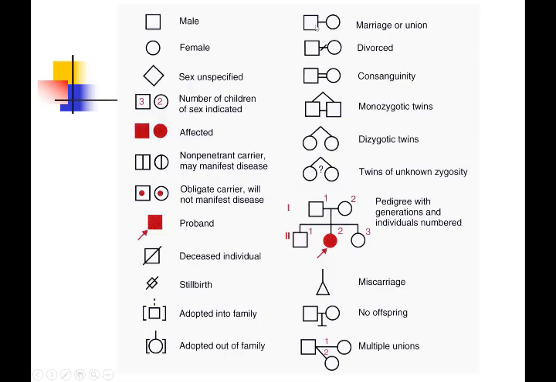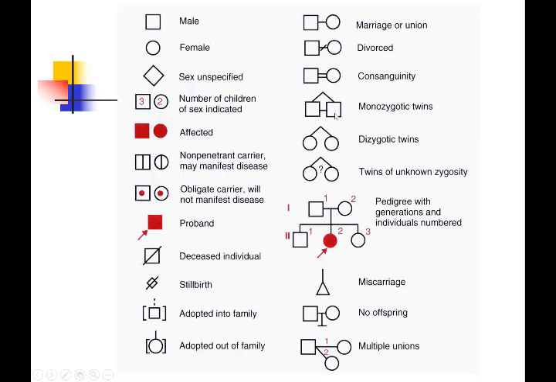So you draw a line between the circle and the square. Divorced, there is a cross line. You put a line across the marriage line. Consanguinity, when the marriage partners are related to each other, for instance first cousins or second cousins, then you put two lines between the male and female.